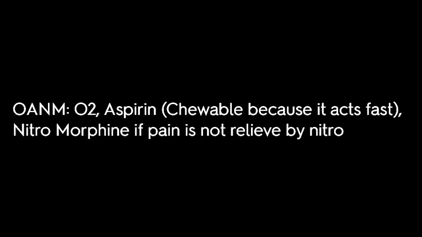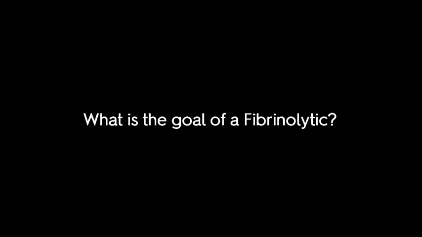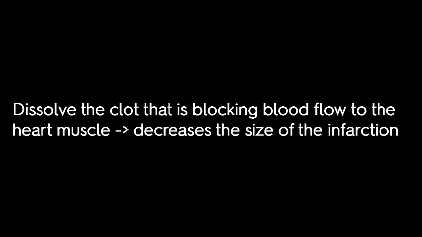What is the treatment for chest pain when in the ED? Oxygen, morphine, nitro, aspirin; morphine if pain is not relieved by nitro. How would you position the HOB and why? Up, because it decreases the workload on the heart and increases cardiac output. What is the goal of a fibrinolytic? Dissolve the clot that is blocking blood flow to the heart muscle, which decreases the size of the infarction.